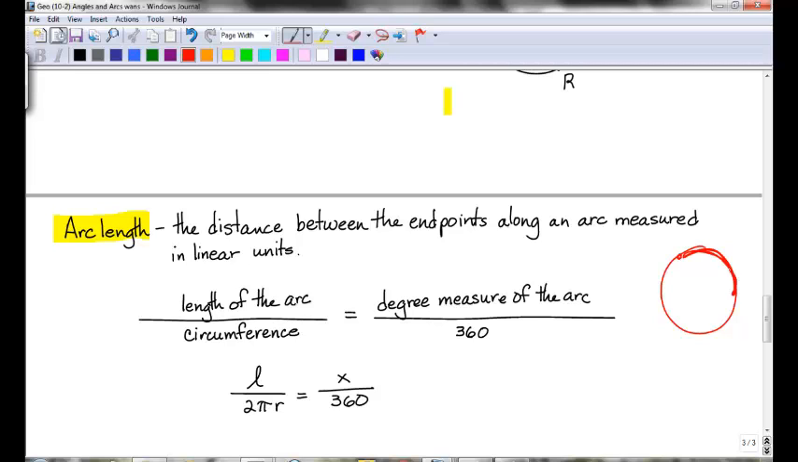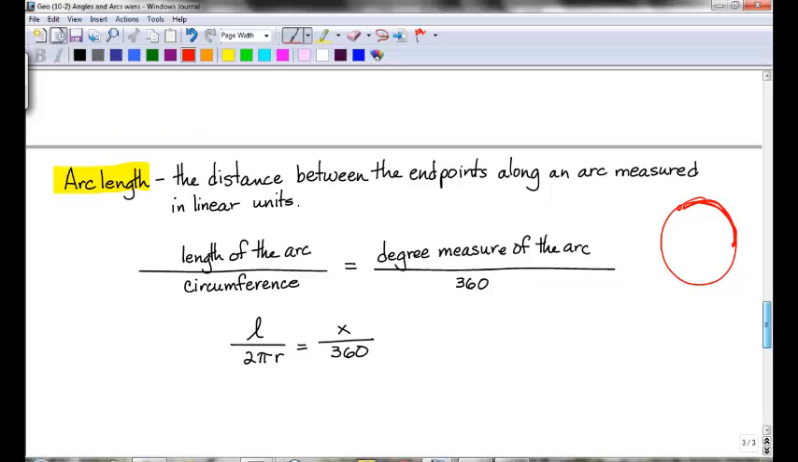And then x would be the angle, not the length. So if they told you the arc was 75 degrees, you put that in, and the 360 is the degrees in a circle. Then you cross multiply to solve the proportion. I think that should be it. Should get you started.